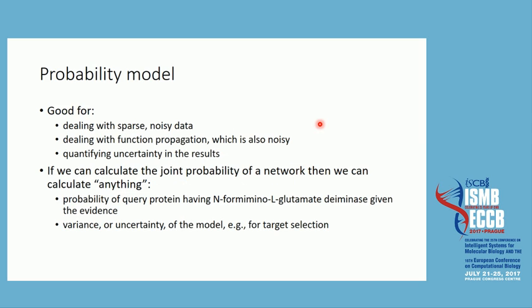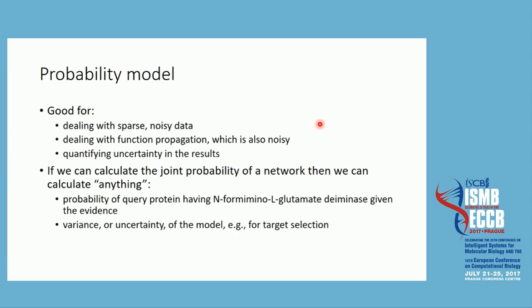So we take a probabilistic approach to solve this problem. A probability model is well suited for protein function. It's good at dealing with sparse, noisy data. It's good for dealing with function propagation, which is also noisy, and for doing things like quantifying the uncertainty in the results. And if we can calculate the joint probability of a network, and by that I mean the probability of a given functional assignment to all the proteins in the network, then we can really calculate anything we want by marginalizing out and conditioning.